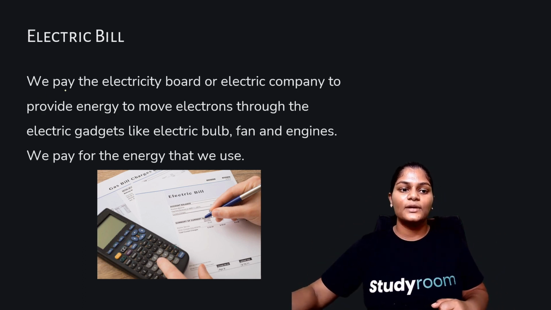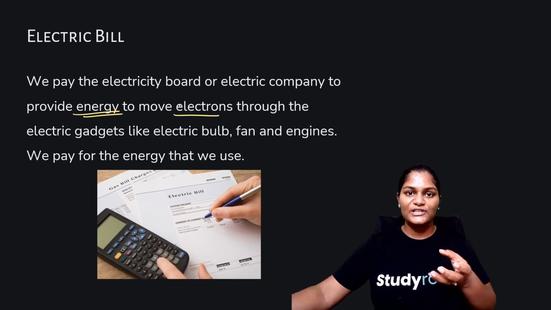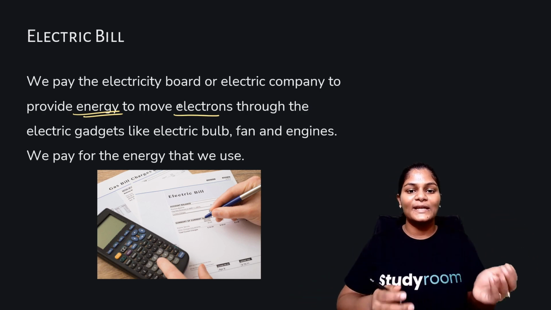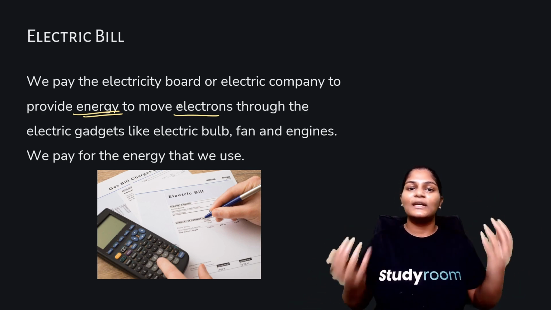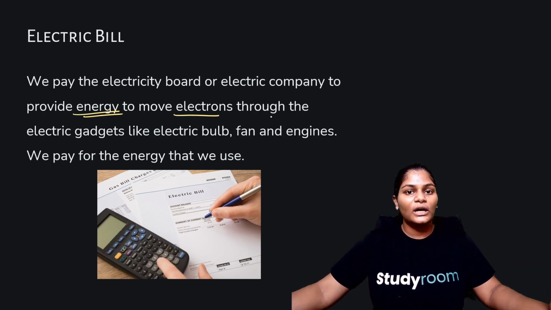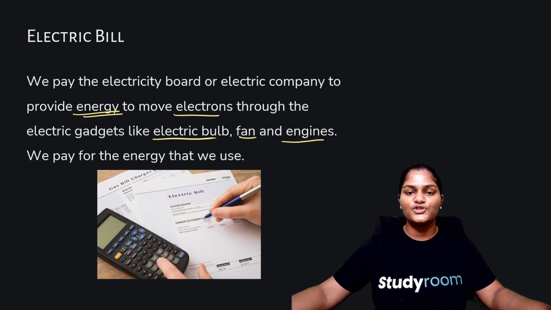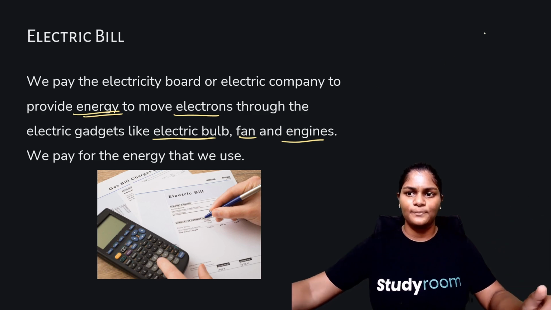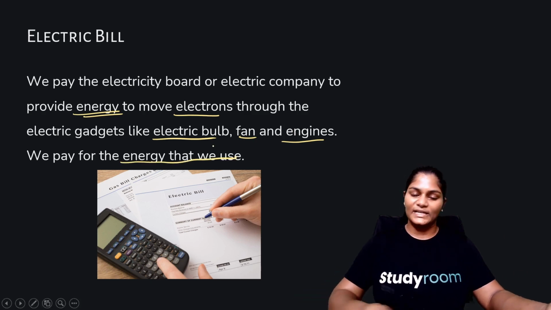So here it says that we pay the electricity board or electricity company to provide energy to move electrons through the electric gadgets. What does moving of electrons or electric charge mean? It means current, right? The current is the thing that actually runs all of our devices. So we are basically paying them for giving us current or electricity through electric gadgets like our light bulbs, fans, engines, heaters, irons, etc. So basically we pay them for the energy that we use. Okay? Great. Moving on.